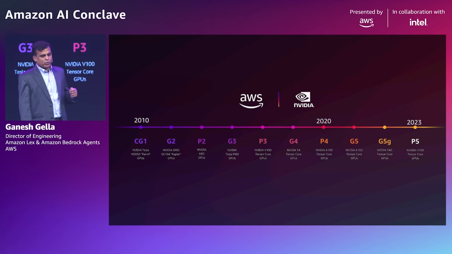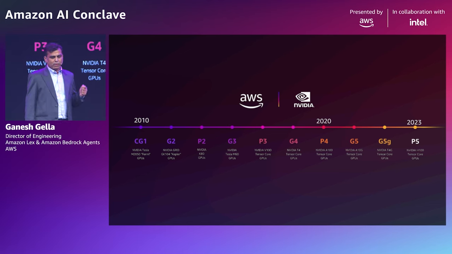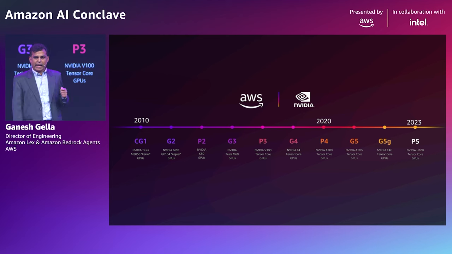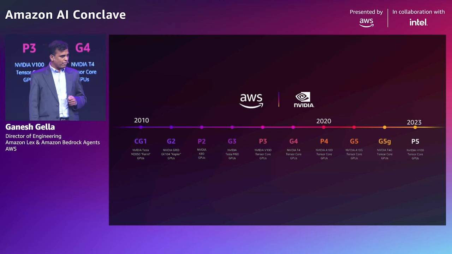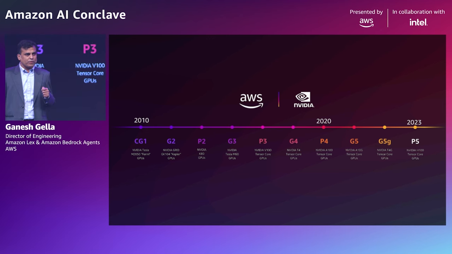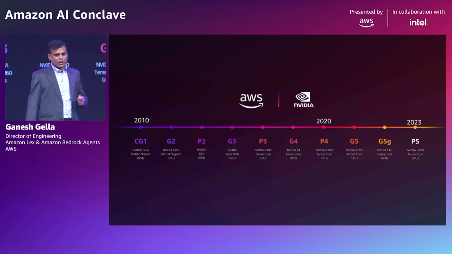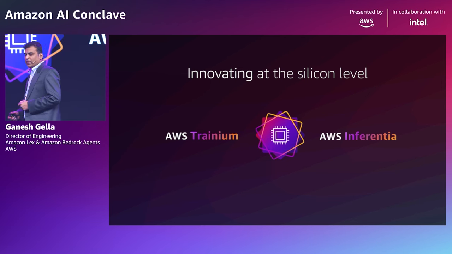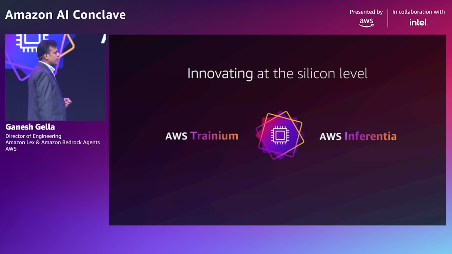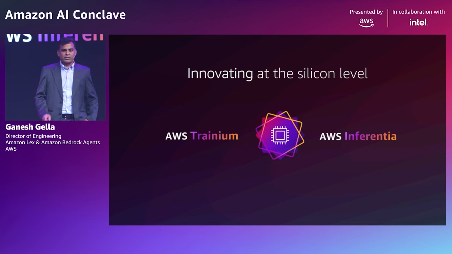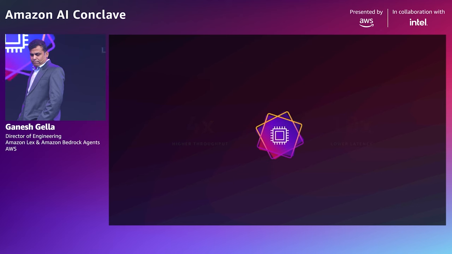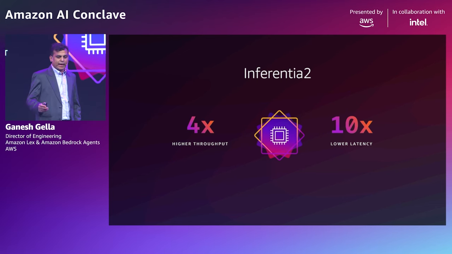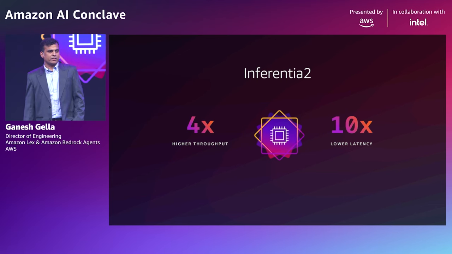AWS was the first to bring NVIDIA's M2000 chips onto the cloud back in 2010. And then we were the first to bring NVIDIA A100s onto the cloud in 2020. And again this year, we were the major cloud provider for bringing NVIDIA's H100s onto the cloud. In addition to our work with NVIDIA, we have been innovating all the way down to the silicon level and brought AWS Trainium and Inferentia for your generative AI workloads. And this year again, we launched Inferentia 2, which offers 4 times higher throughput and up to 10 times lower latency compared to the previous generation, Inf1.